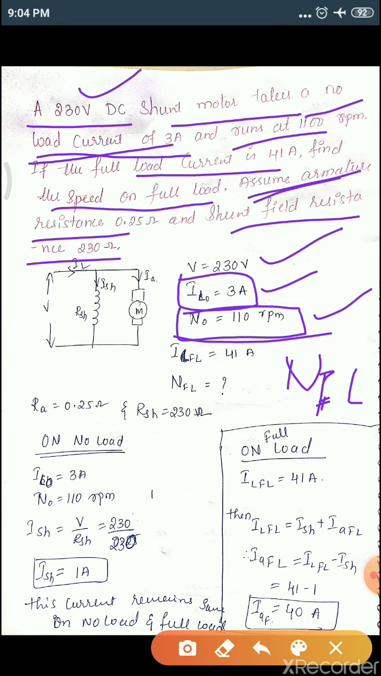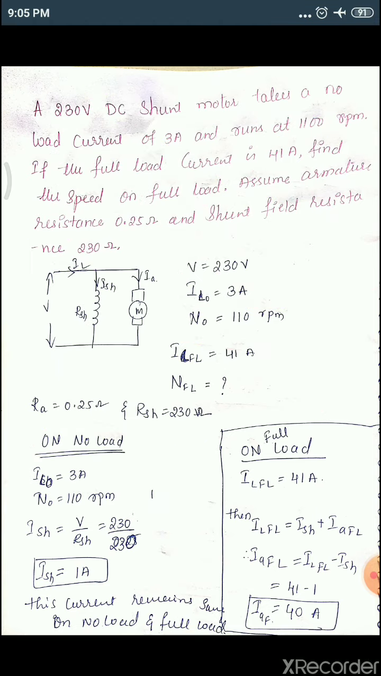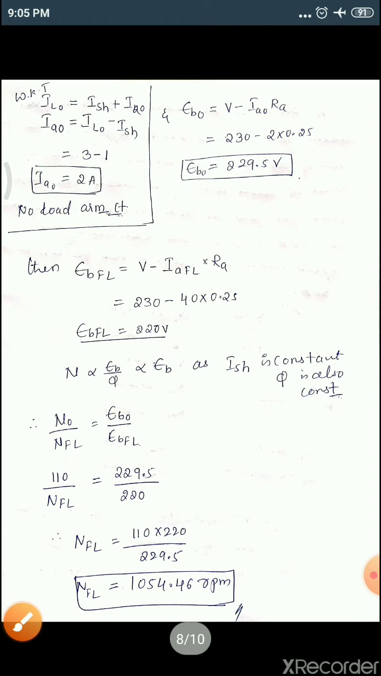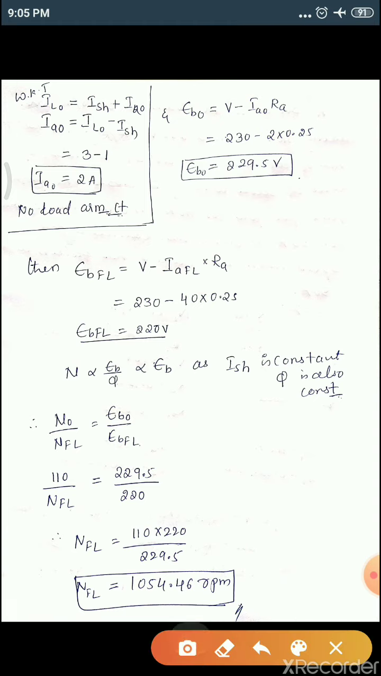Armature resistance Ra is given as 0.25, and shunt field resistance is 230 ohm. Let's calculate first on no load and then on full load. We'll see first how to calculate that speed. As you know, we are going to use the formula N is proportional to Eb by phi.